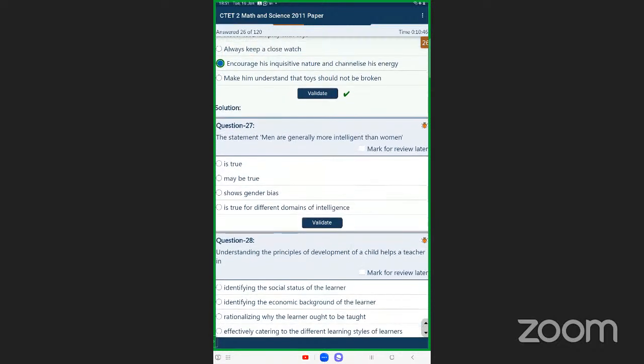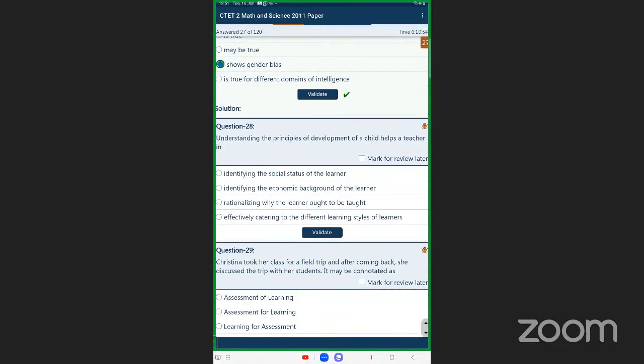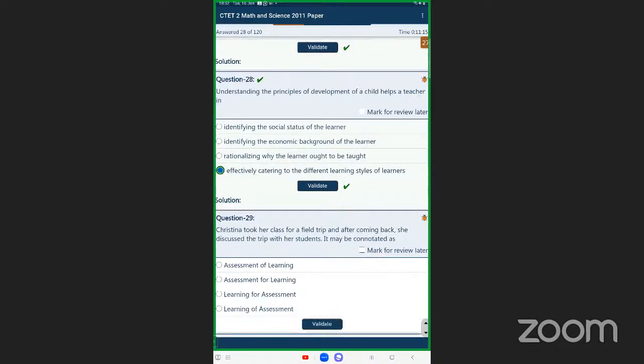Next one. The statement "men are generally more intelligent than women" is gender bias, student. Next one. Understanding the principles of development of children helps a teacher in what way, dear students? Understanding the principles of development of a child helps the teacher effectively cater to the different learning styles of the learners.